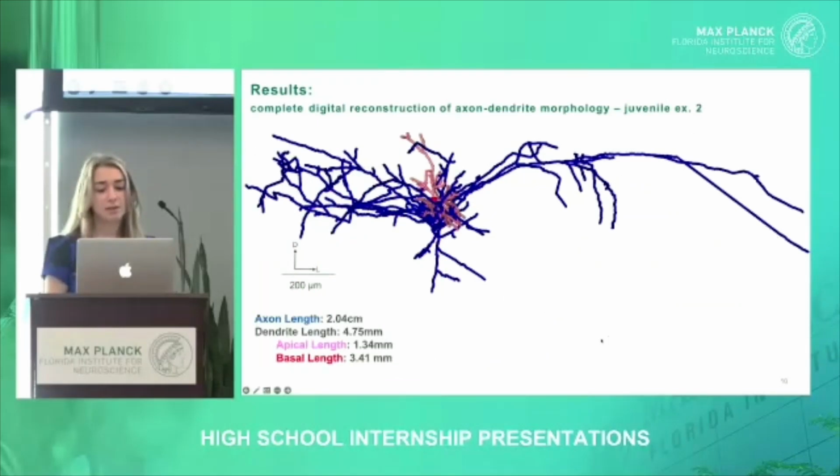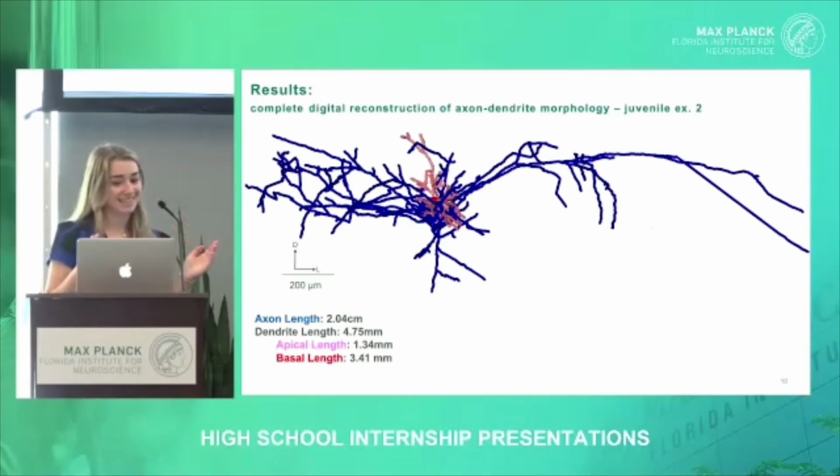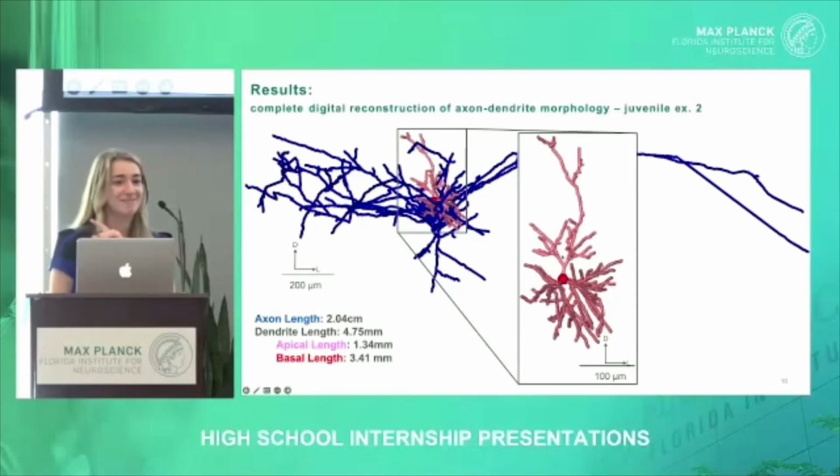So now we can look at the complete reconstruction of a neuron a few days after eye opening, and it is still in its developing stage. The axon was a total length of 2.04 centimeters. And again, this is not a spelling mistake, it was actually in centimeters. And then the total dendrite length was 4.75 millimeters, where the apical domain was 1.34 millimeters and the basal was 3.41 millimeters. And I hope you guys are all memorizing these numbers because I will test you later.